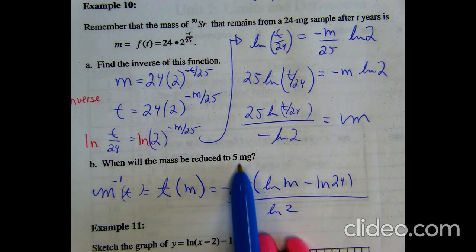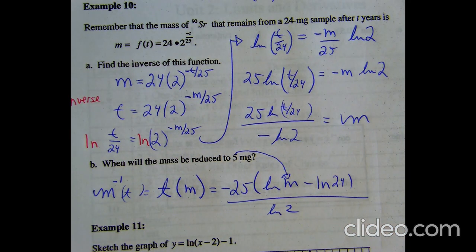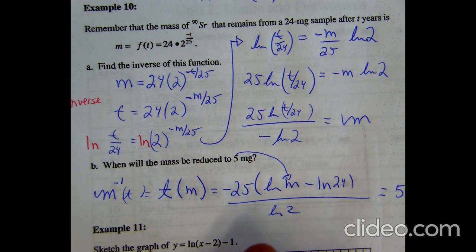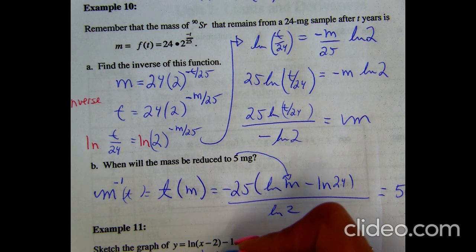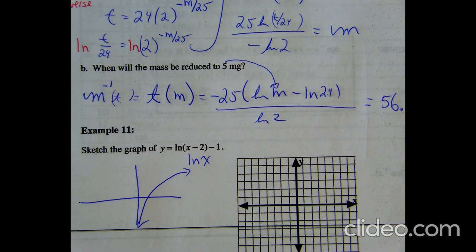So when will the mass be reduced to 5 milligrams? Now you're just putting 5 in for m. And if you plug that all in your calculators when you get home, you should be getting 56.58 years. And then I'm going to let you practice graphing a ln function. By the way, a ln function, the inverse of e to the x, looks like this. And from there, it's just transformations.